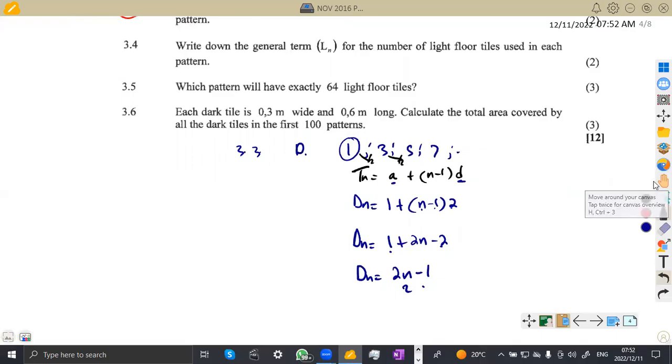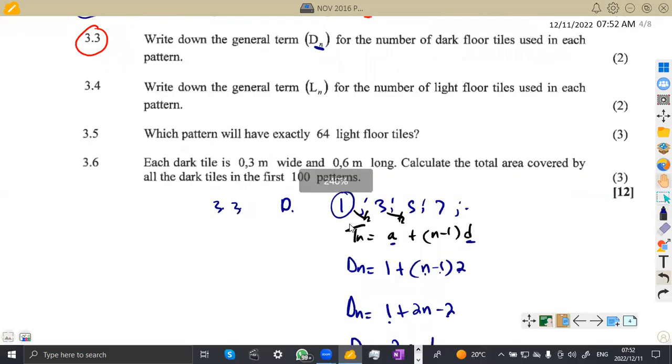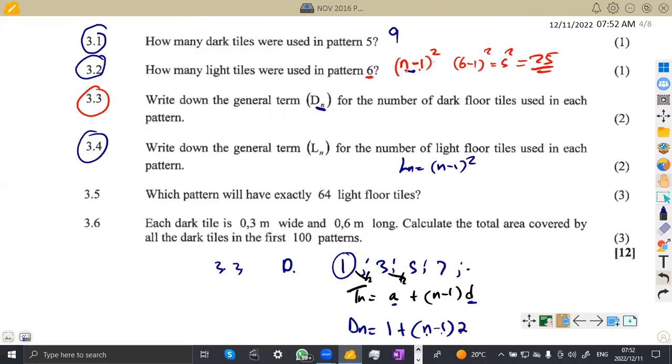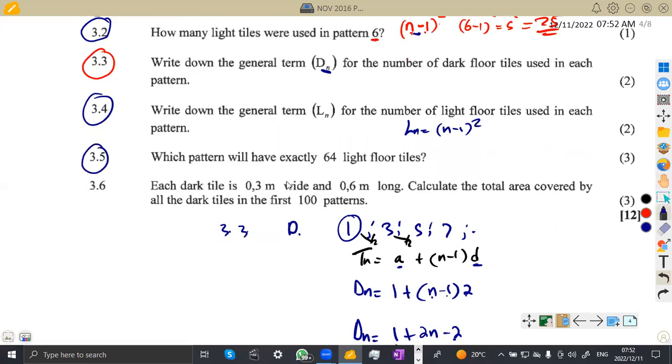All right, just like what we said on 3.4, we are now asked to write down the general term Ln, the light one, for the number of light floor tiles used in each pattern. But if you have to cross-check for the light, we already talked about it. We said it's n minus 1, I think we talked about this one. So that's n minus 1 squared. All right. On 3.5, which pattern will we have exactly 64 light tiles?